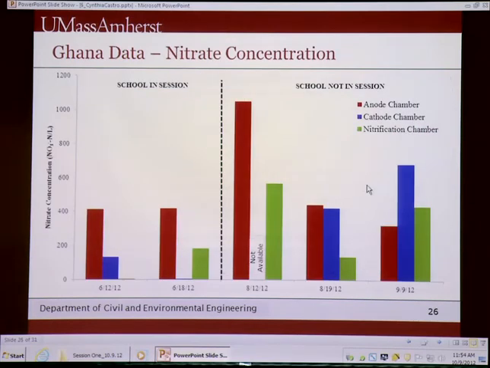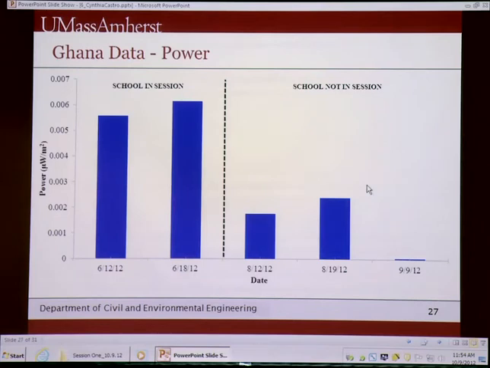And here we show the nitrate concentration. When school is in session, it's very low, but then once it's out of session, we see nitrates being accumulated again in the cathode chamber. It's probably because no one's using it, so it's accumulating. And here's the power that the MFC in Ghana is producing. When school's in session, it's higher. It's low, but high. But when school is not in session, it's very low. And this obviously correlates with the usage of the system. If no one's using it, there's not going to be any power.